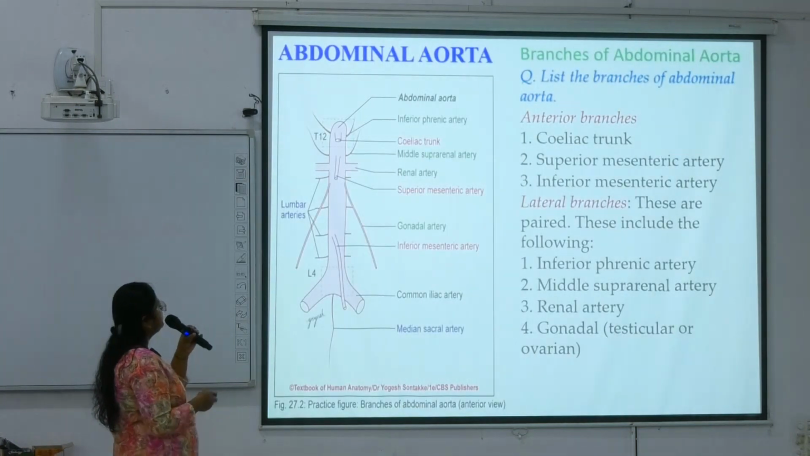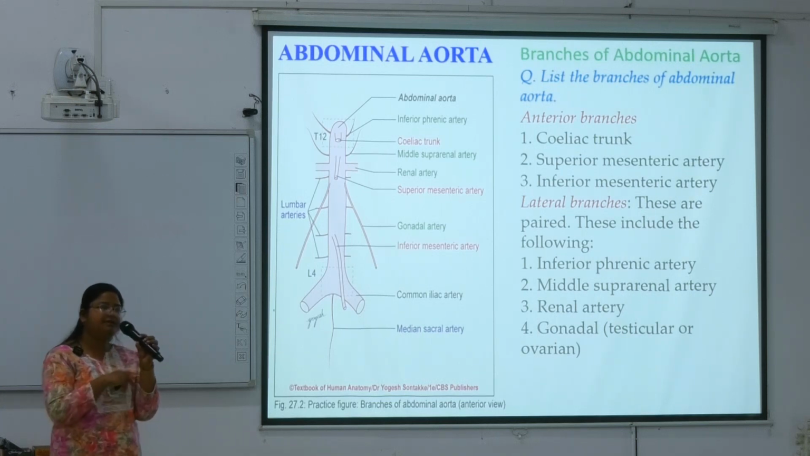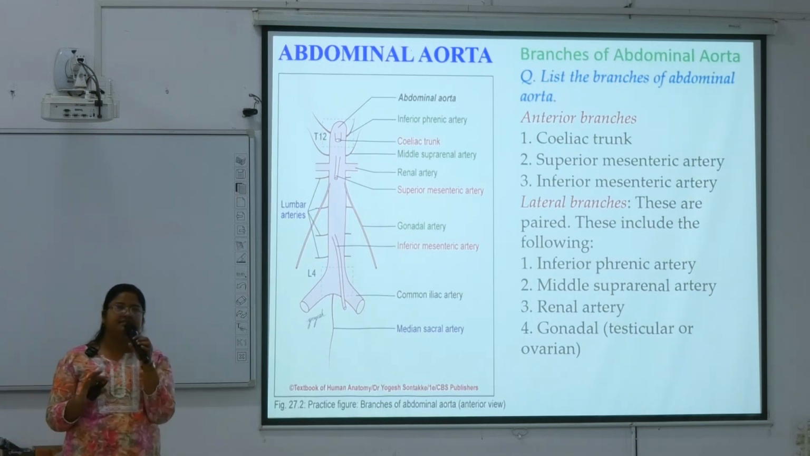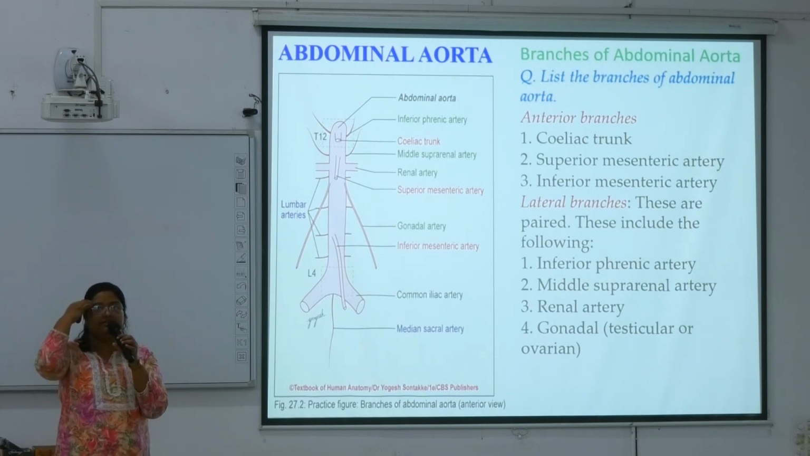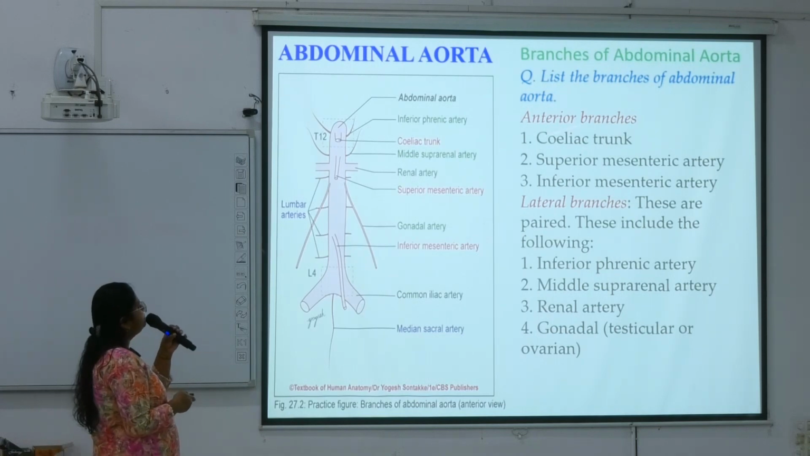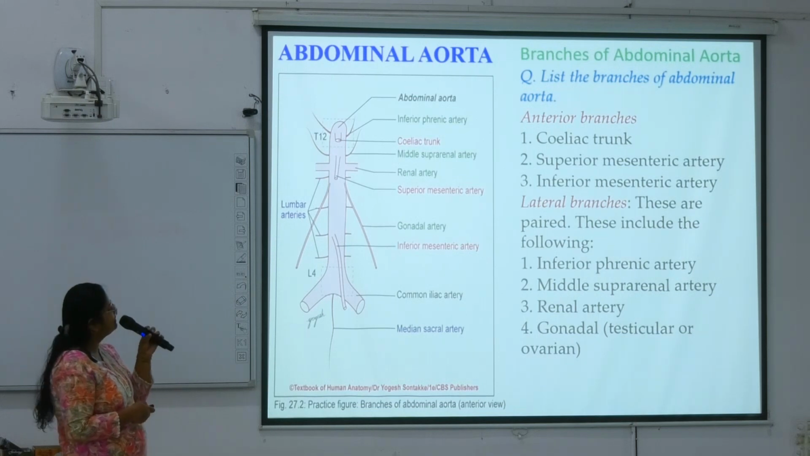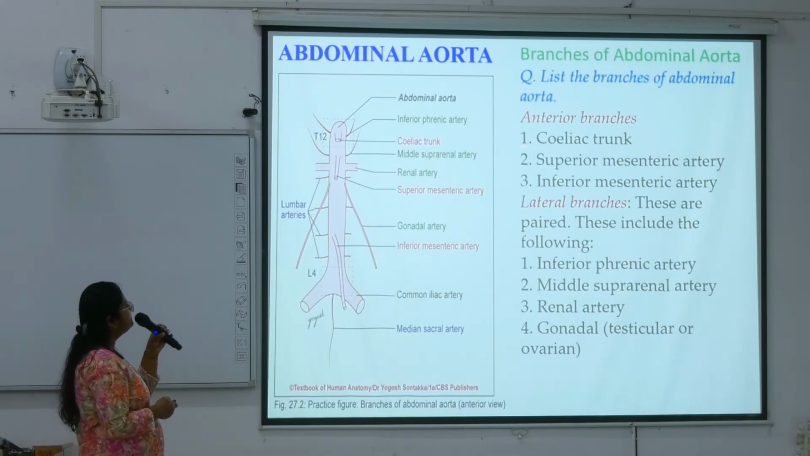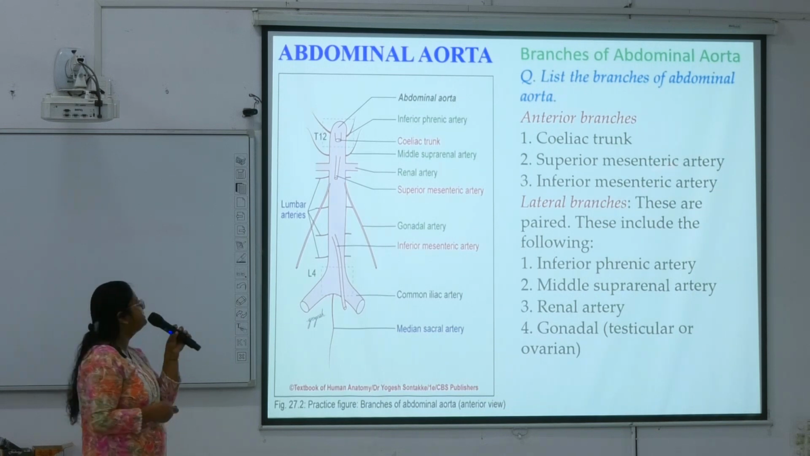Next you have to see the branches. Branches are very important. It is very frequently asked in your viva, and can also come as a short note. Okay, branches of abdominal aorta. First we will discuss the anterior or ventral branches. Three branches are present: celiac trunk, superior mesenteric artery and inferior mesenteric artery.